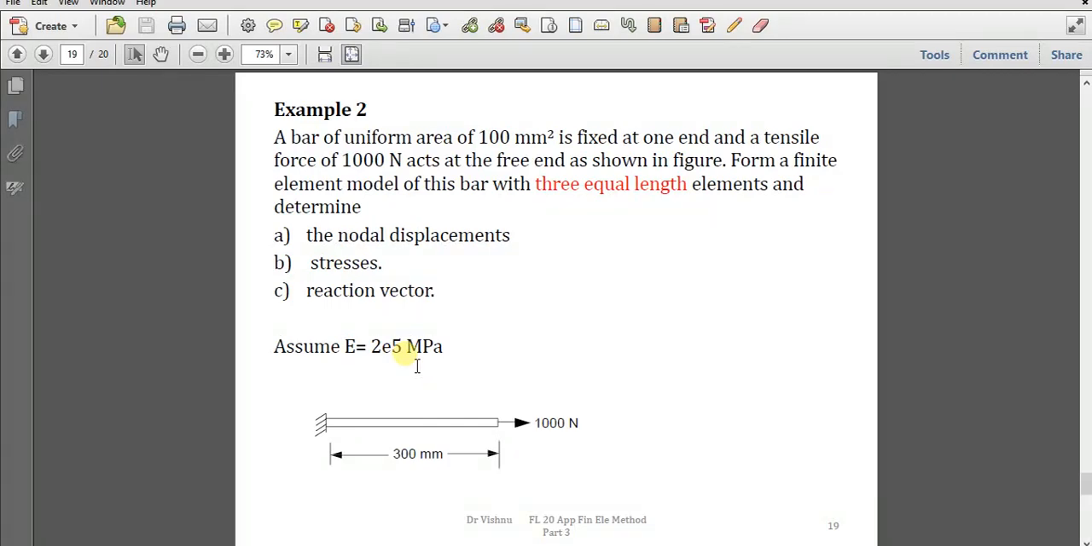Now here the problem clearly says three equal length elements. It is not always necessary that it is equal length. Each element can have its own length, but in this particular problem it is given as equal length elements, three of them. Okay, now we will solve this step by step.